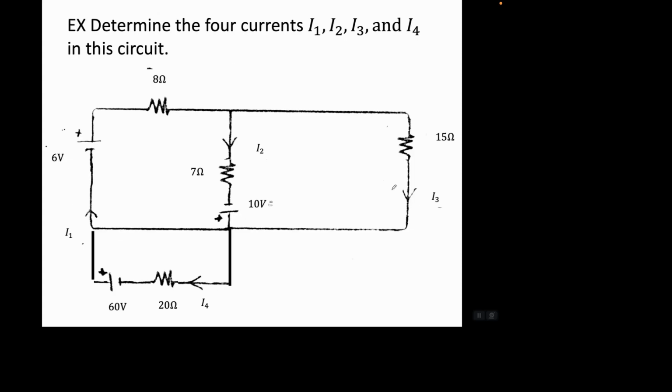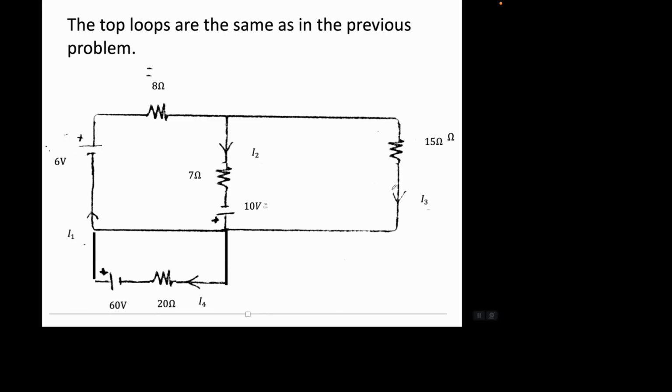Now let's determine the currents I1, I2, I3, and I4 in this circuit. The top loops are the same as in the previous problem. All I've done is add this circuit at the bottom. Why don't you stop this, take a moment, and see if you can figure out what the voltage changes are going to be when we start here and go all the way around. Or if you're not ambitious enough to do that, I'll just tell you what the answer is.